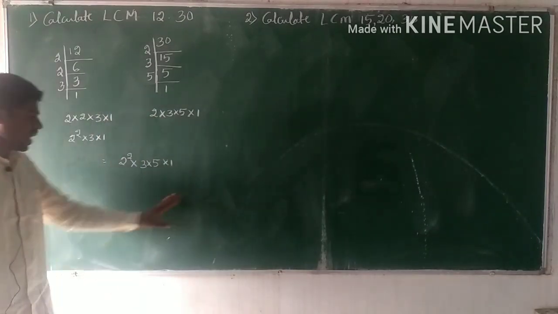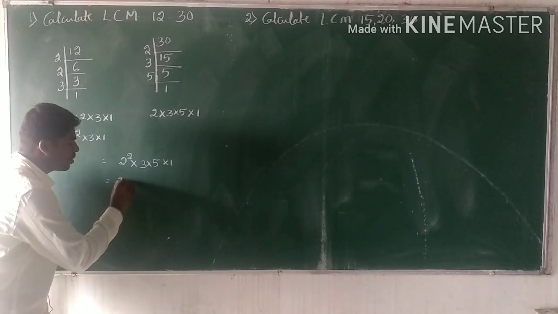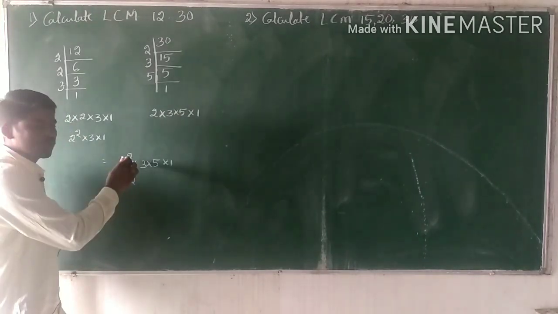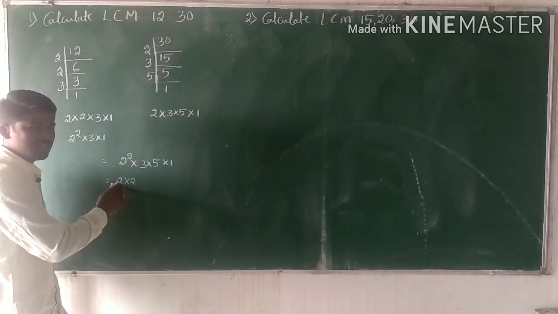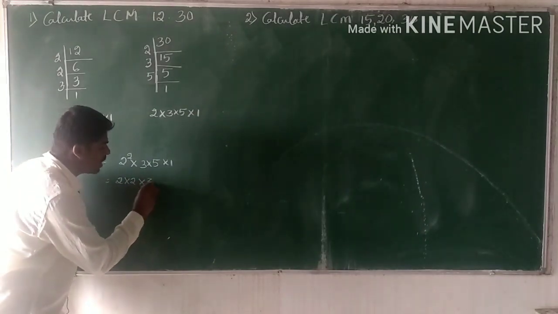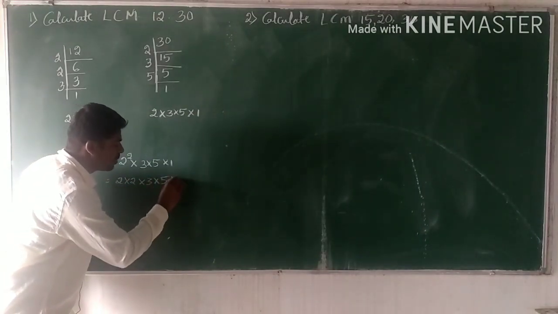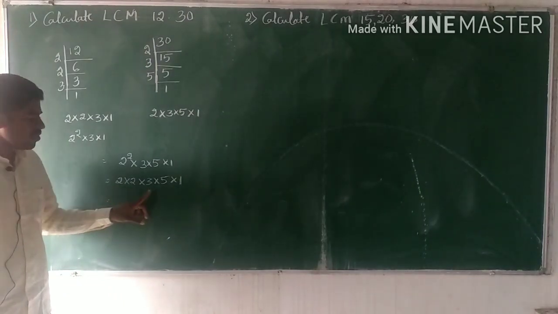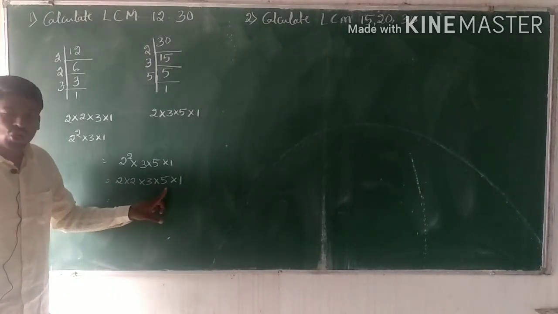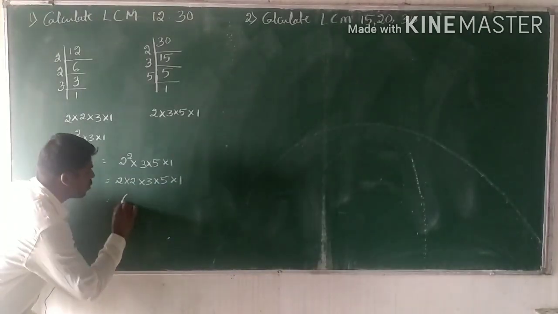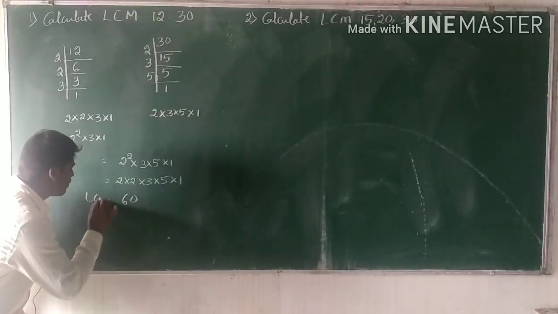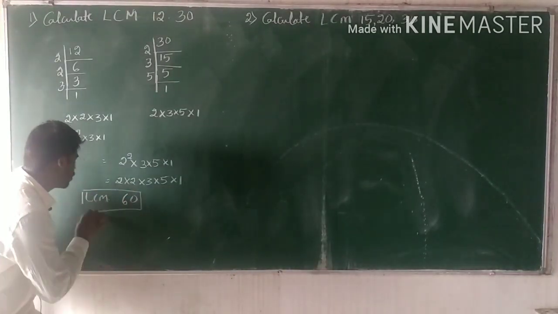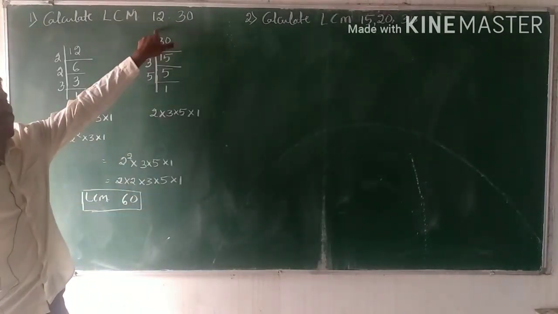Now go to calculating the LCM. I want to write 2 square as 2 into 2 to simplify it: 2 into 2 into 3 into 5 into 1. Now, 2 2s are 4, 4 3s are 12, 12 5s are 60. Now, 60 is the LCM of 12 and 30.